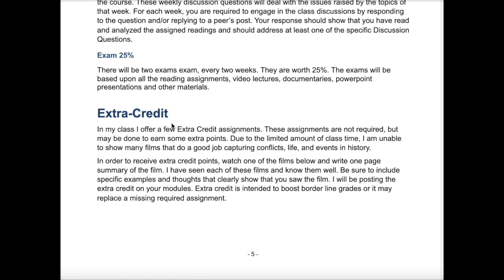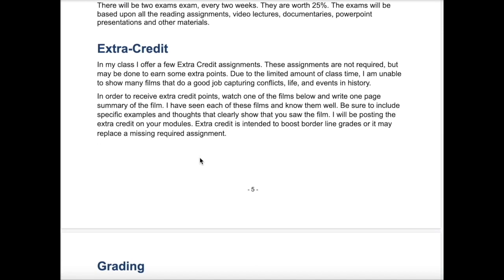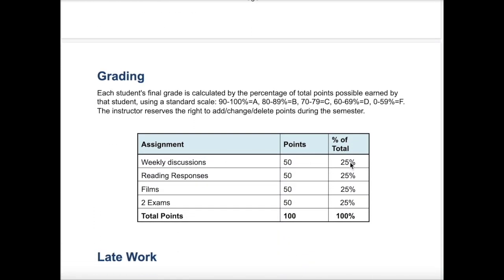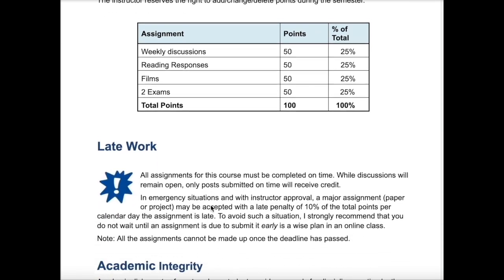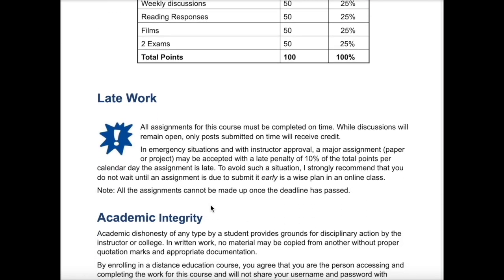I do offer extra credit. Read this. The way extra credit works most of the time is if you have a borderline grade. For example, let's say you have a 68%. That's a D plus, but because you did the extra credit, it's going to bump it up to a solid C. You're going to have about 3 extra credits, and they can also replace an assignment that you ended up not doing for that week. So once again, let me repeat this. This is your grade breakdown: weekly discussions, reading responses, films, and your two exams. You have a total of 100 points, also 100%, which is a solid A.